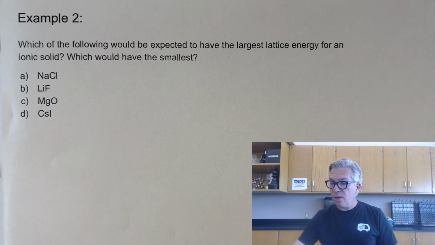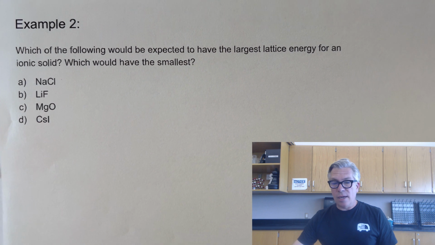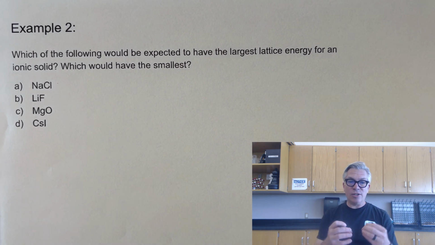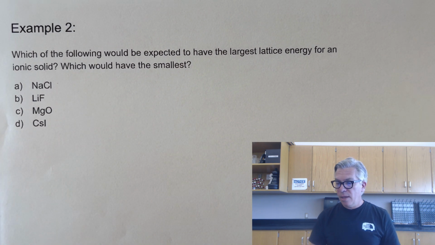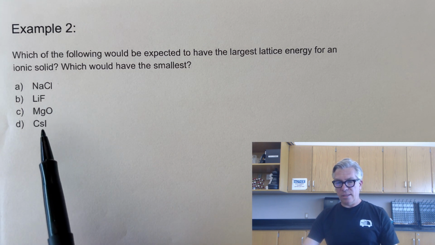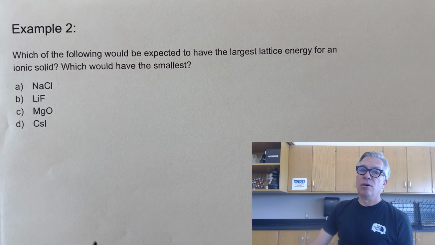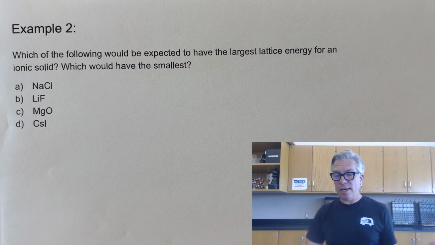Okay, so here's another quick question. Which of the following would be expected to have the largest lattice energy for an ionic solid? Largest energy between the ions. And we've got a list of 4 things there, and they all kind of look the same, don't they? Sodium chloride, lithium fluoride, magnesium oxide, cesium iodide. And so you might have to think about their charges and the radii between them.